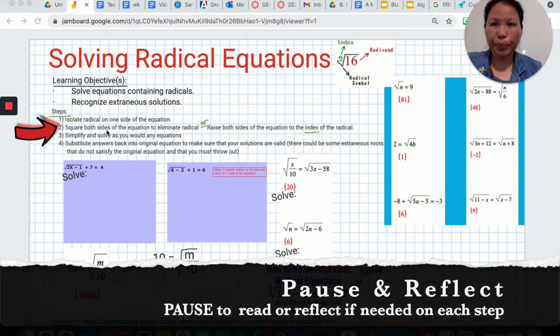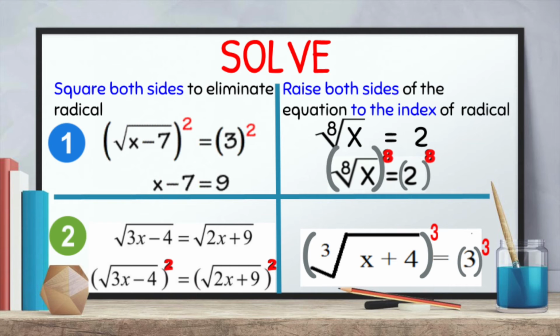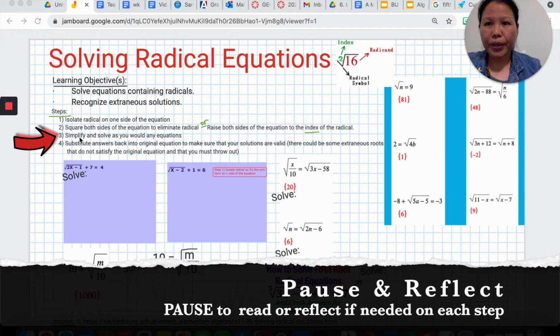2. Square both sides of the equation to eliminate the radical, or raise both sides of the equation to the index of the radical, the same index given in the problem. 3. Simplify and solve as you would any equation. Do the inverse process.